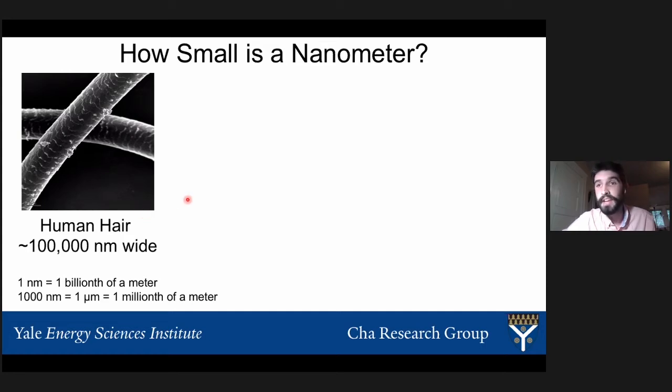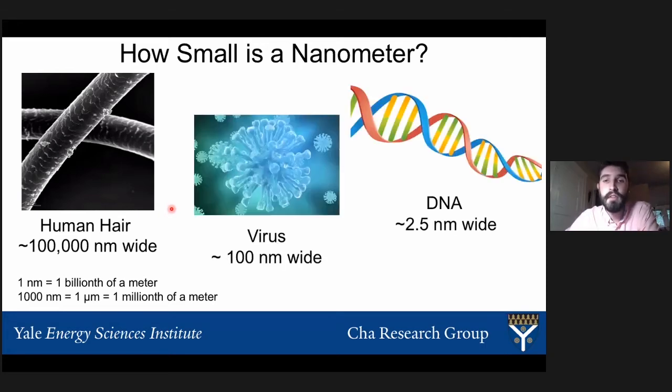100,000 nanometers wide, to kind of give you a sense of just exactly how small nanomaterials are. In fact, a virus is about 100 nanometers wide, and the actual width of the alpha helix of our DNA is only 2.5 nanometers wide. So nanomaterials are really, really small.